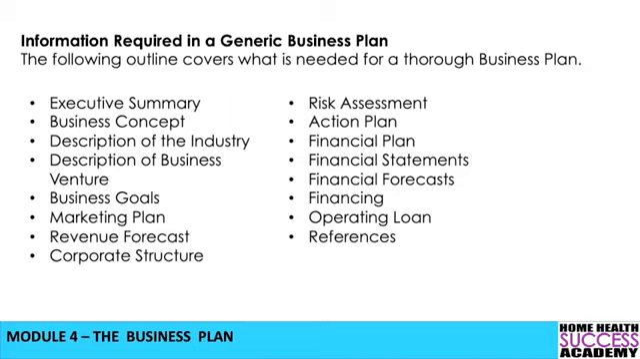These are some of the basic pieces of information that should be in your generic business plan. You need to have your executive summary, a business concept, description of the industry, description of the business venture, business goals, marketing plan, revenue forecast, corporate structures, risk assessments, action plans, financial plan and statements, financial forecasts, your financing, your operating loan, and your references.